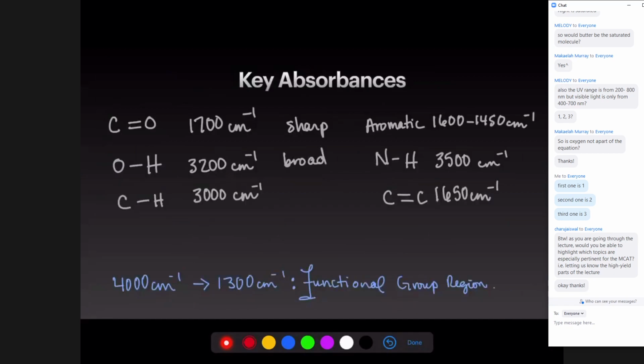And here are the key absorbances that you will need to know for sure for your MCAT. The wave numbers are going to go from 4,000 to 1,300, and that's the functional group region. There's also a part called the fingerprint region, but we can't really read any functional group using the fingerprint region, if you remember from your organic chemistry classes.